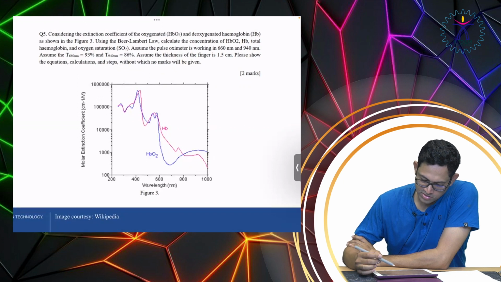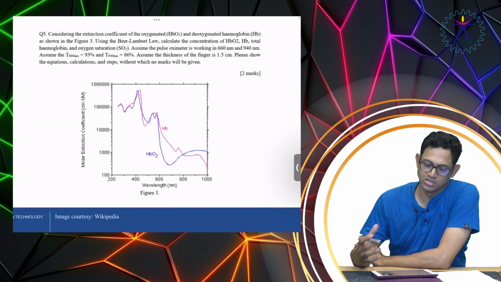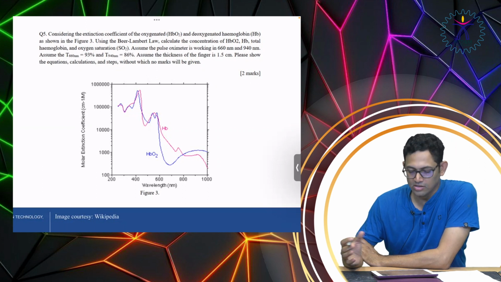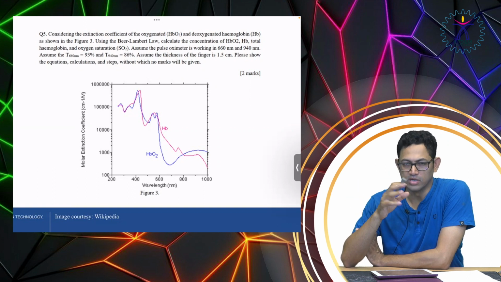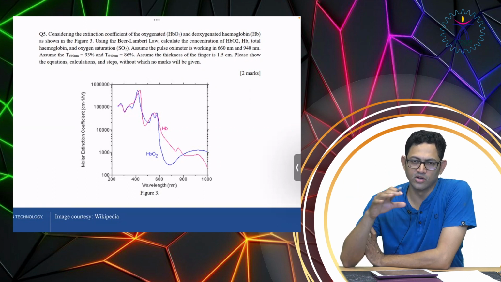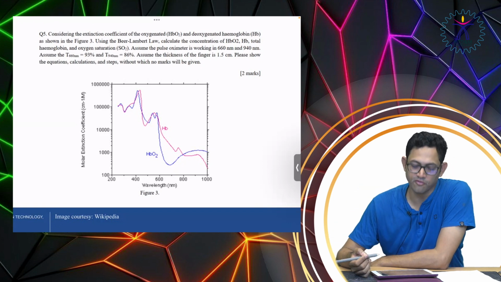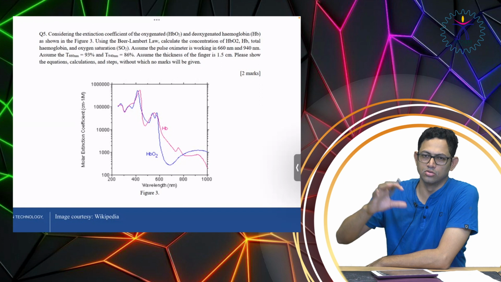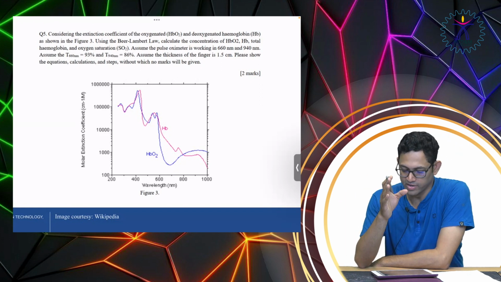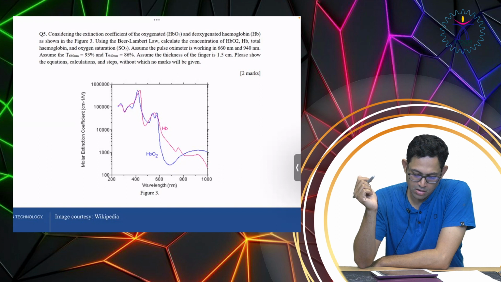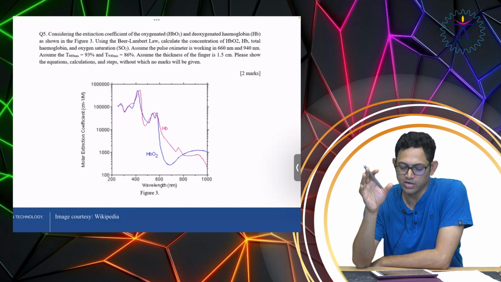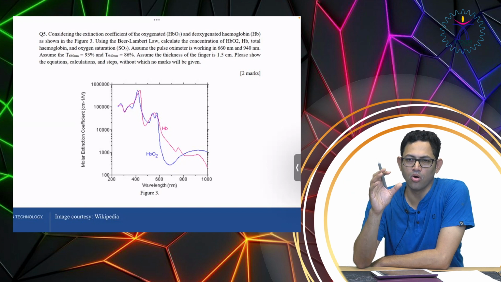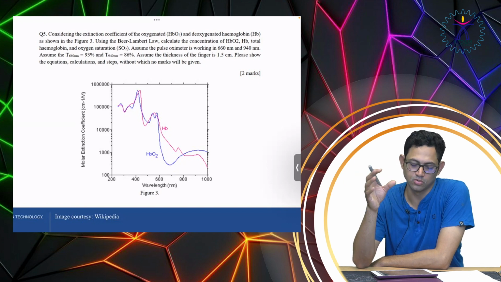What is given to us is the extinction coefficient of oxygenated and deoxygenated hemoglobin. Both of these extinction coefficients of hemoglobin, as a function of wavelength, have been shown in this graph, and how they vary from around 250 nanometers to around 1000 nanometers. What is asked is to use the Beer-Lambert law to calculate the approximate concentration of oxygenated and deoxygenated hemoglobin, total hemoglobin and oxygen saturation, also known as SO2.